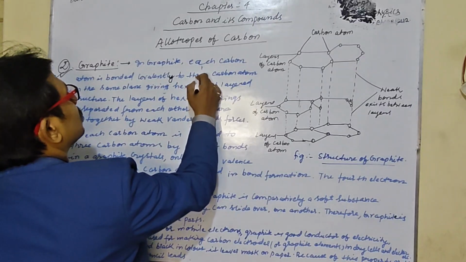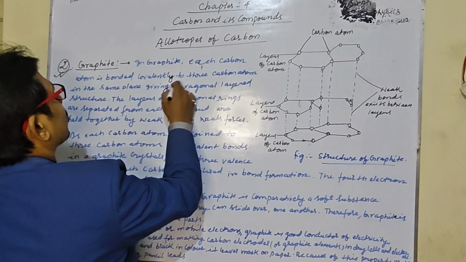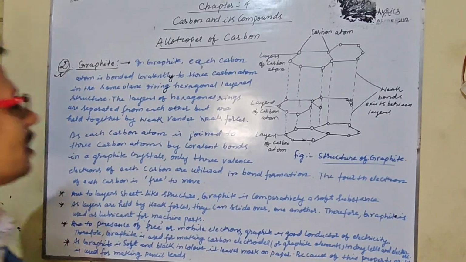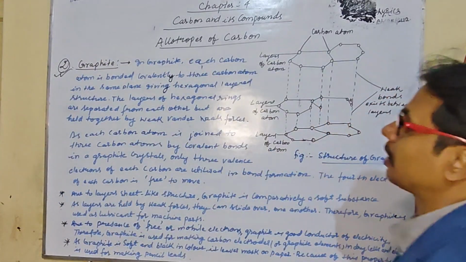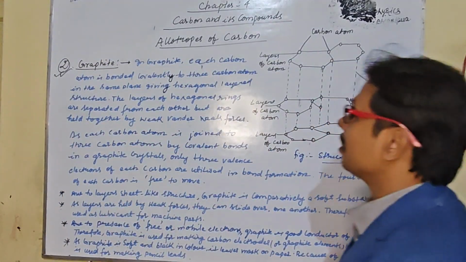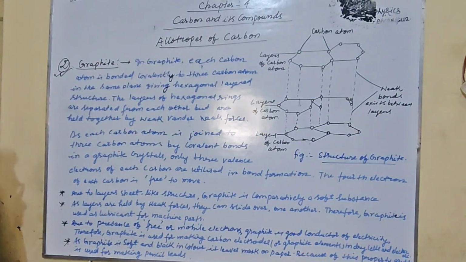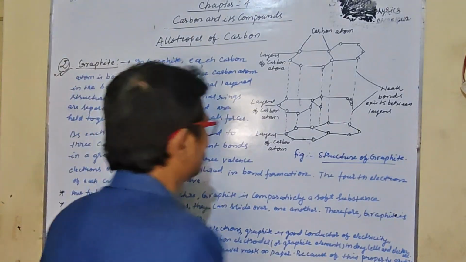The allotropes of carbon. So, my dear students, we are discussing chapter number 4, carbon and its compounds, and allotropes of carbon. We already learned about the allotrope of carbon, the diamond. Right now, we are discussing another very important allotrope of carbon, that is graphite.